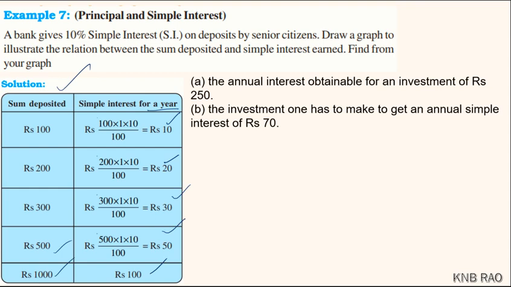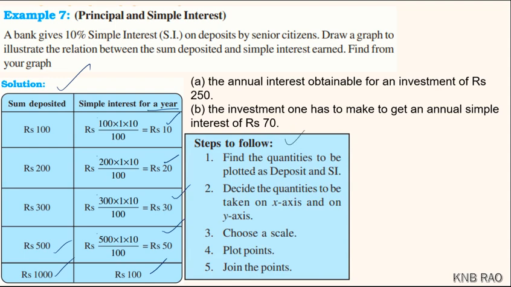Now, we will decide a few important facts, the steps to follow while constructing a linear graph. I expect everyone should know this. You can note down if you are unaware. The steps are as follows. Find the quantities to be plotted, deposit versus simple interest. Decide the quantities to be taken on the x-axis and what to be taken on the y-axis. Very important, scale. Choose the proper scale and plot the points, then join the points. These are the important 5 steps.